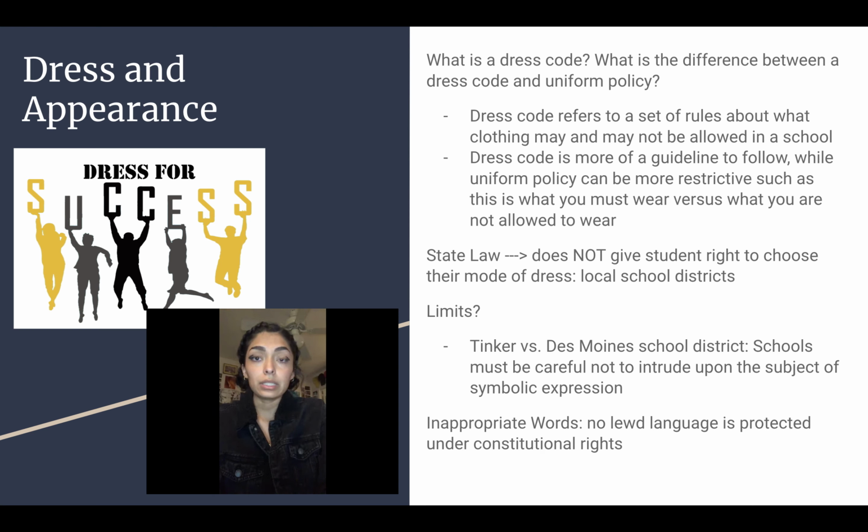This case included a study on armbands that students were wearing to protest the Vietnam War. As long as it didn't cause any material disruption or interfere with the rights of others, the case ruled that this was justified.